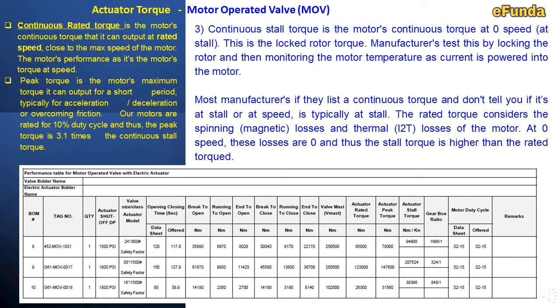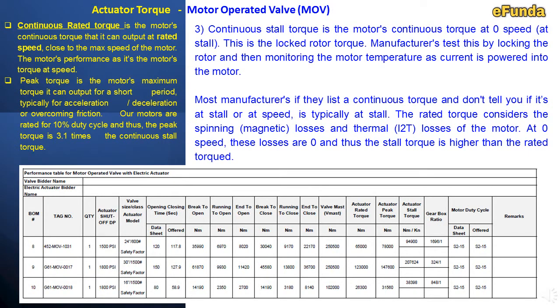Third type, continuous stall torque, is the motor's continuous torque at zero speed, that is at stall position. This is the locked rotor torque. Manufacturers test by locking the rotor and then monitoring the motor temperature as current is powered into the motor.